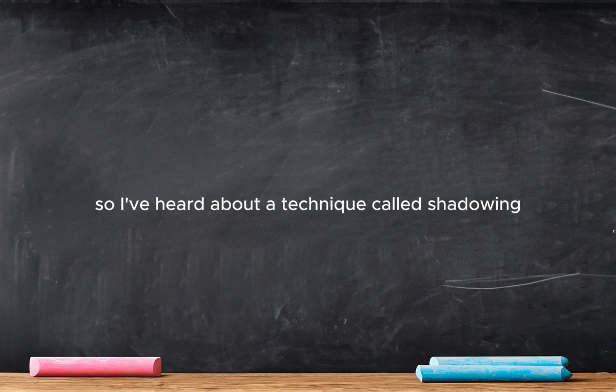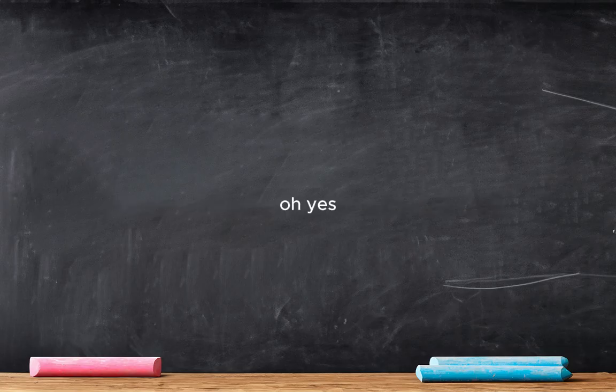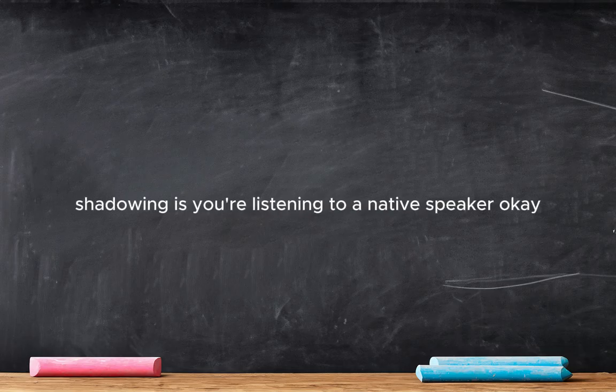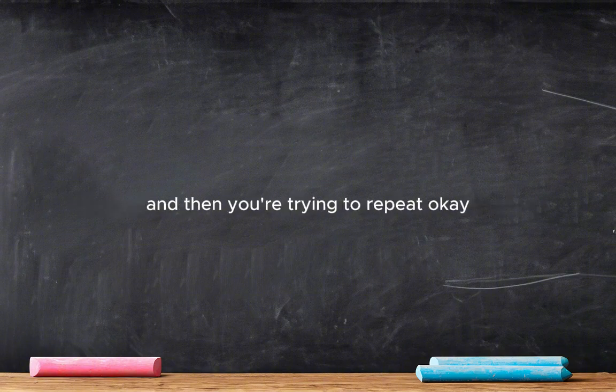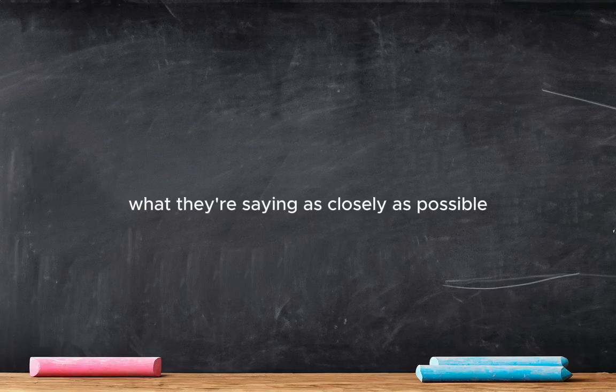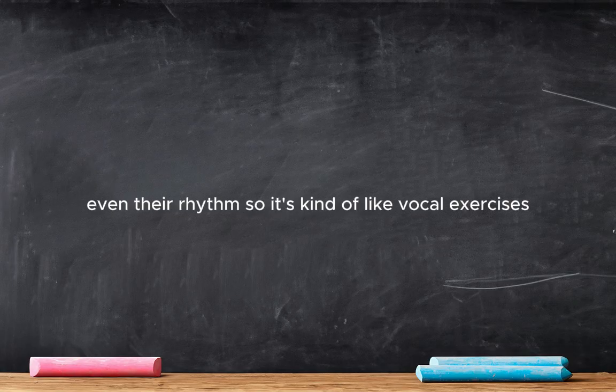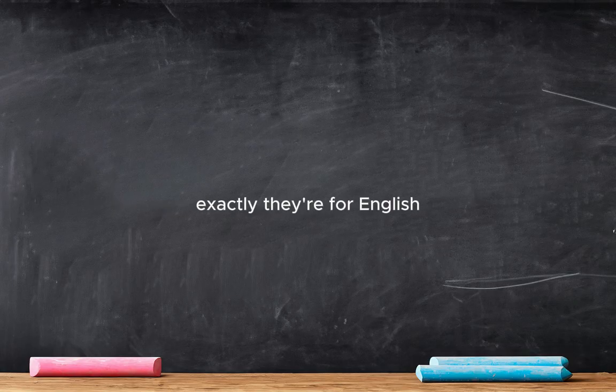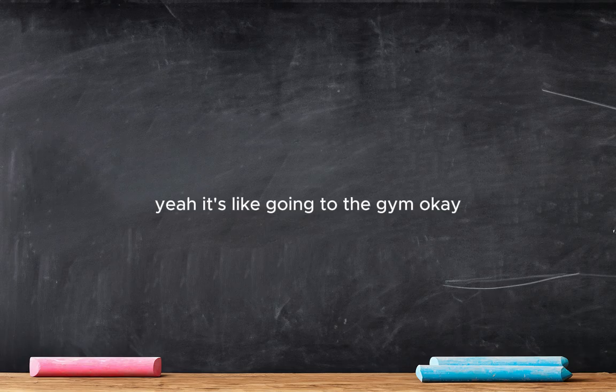So I've heard about a technique called shadowing. It's supposed to be helpful for listening. It's a fantastic technique. Can you explain what that is? Basically, shadowing is where you listen to a native speaker and then try to repeat what they're saying as closely as possible, mimicking their pronunciation, intonation, even their rhythm. So it's kind of like vocal exercises for English. Exactly, it's like going to the gym for your mouth and for your ears.